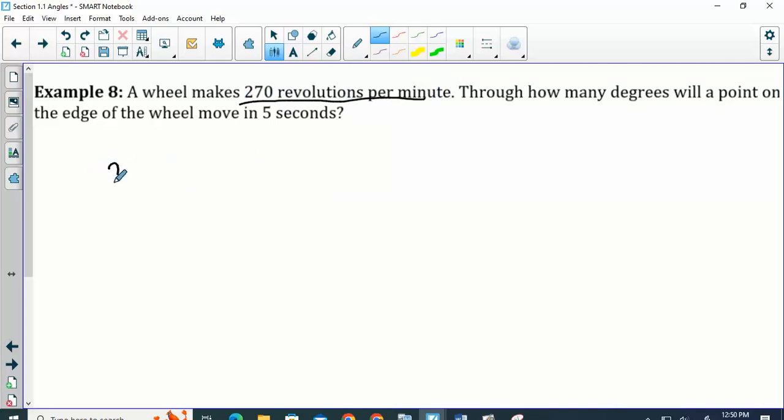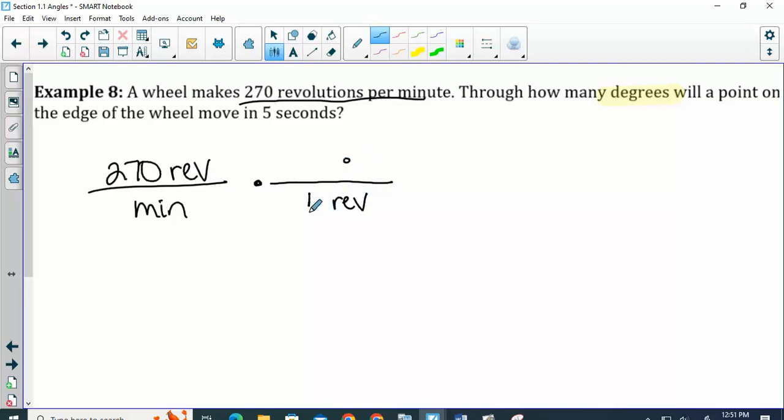So we are traveling 270 revolutions per, means divided by, a minute. First thing, I need degrees. So we need to multiply this by something, and I want to get rid of my revolutions. So think about, if you want something to cancel, it has to be on top and bottom, right? So since revolutions is on the top, to cancel it, it needs to be on the bottom, and we want degrees. So we know 1 revolution is all the way around the circle, and how many degrees is all the way around the circle? 360.